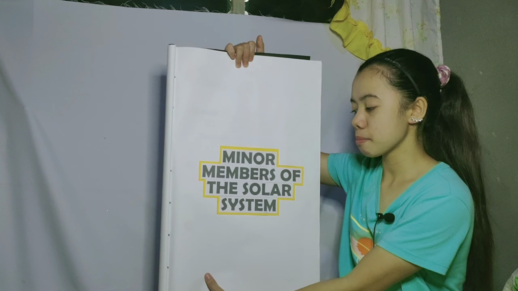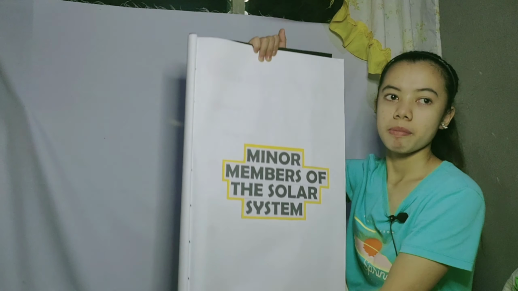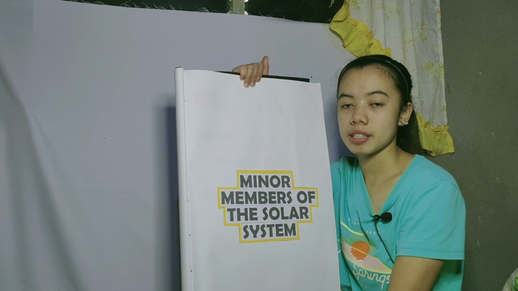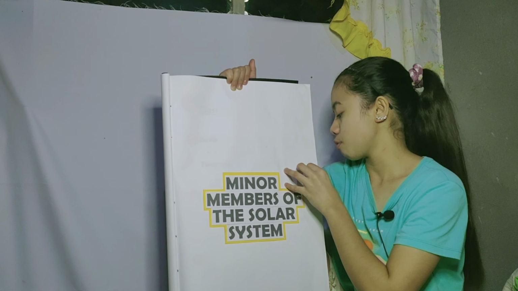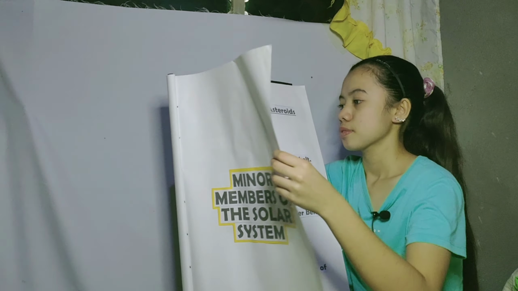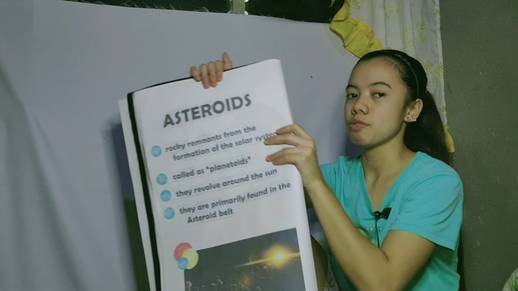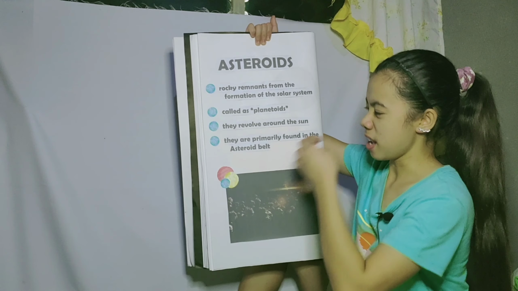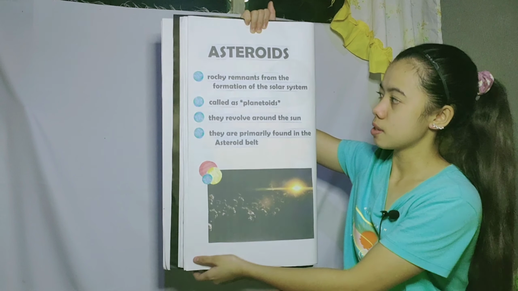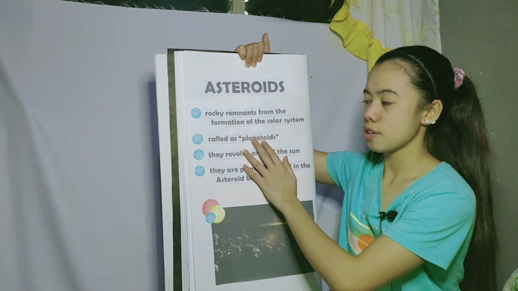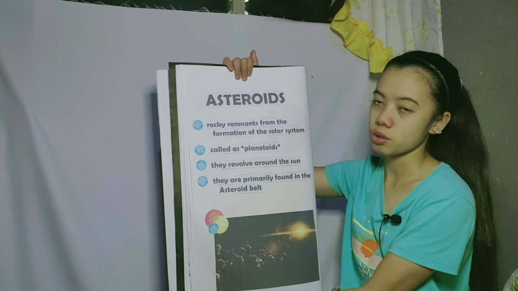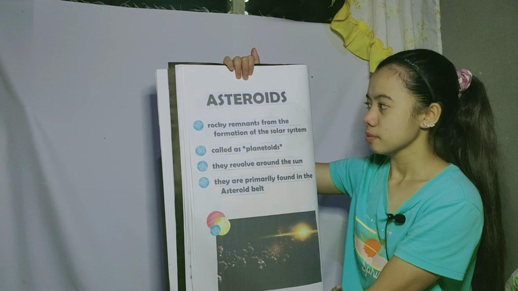Next is the minor members of the solar system. The minor members include the asteroids, meteoroids, and then the comets. So let us start off with letter A, asteroid. Here we have the definition for asteroid with the image presenting asteroids. I have here the definition for asteroids: the rocky remnants from the formation of the solar system, also called the planetoids.